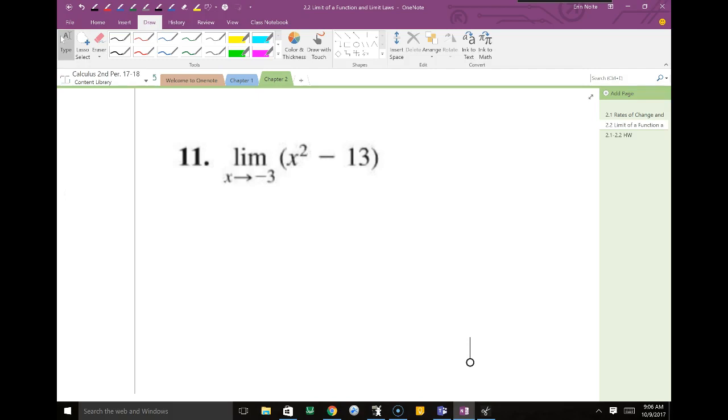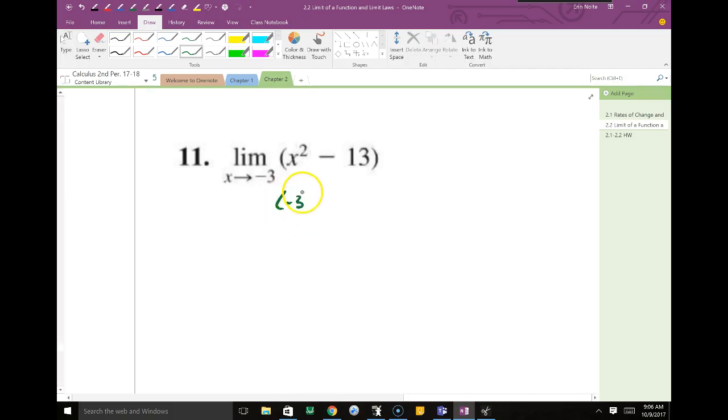If I have x squared minus 13, what does that look like? Is that a continuous function? What does it look like? A parabola. Parabolas are continuous. I can draw them in one stroke. Okay, so all I have to do is plug and chug.